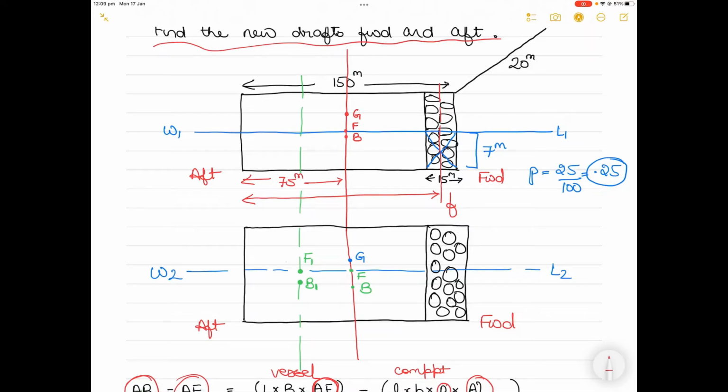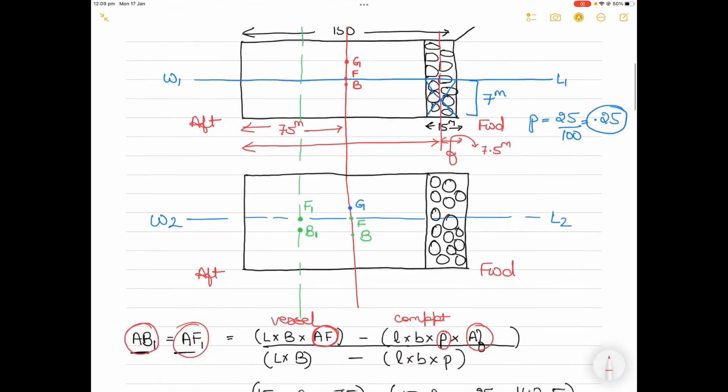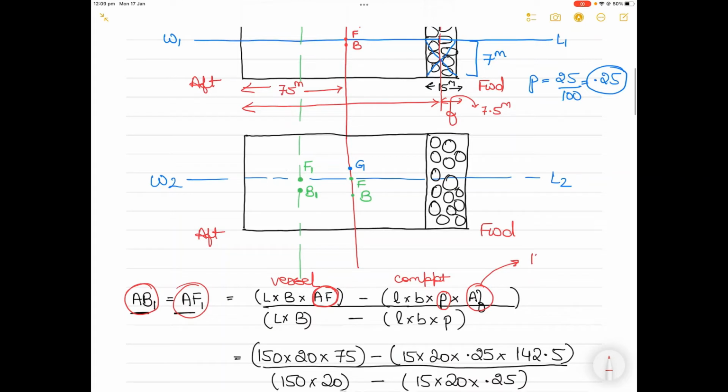So this total length is 150 meters, and I will remove 7.5 meters from here. This is 7.5 meters, because I only want to measure up to the center of the compartment. So I get 150 minus 7.5.